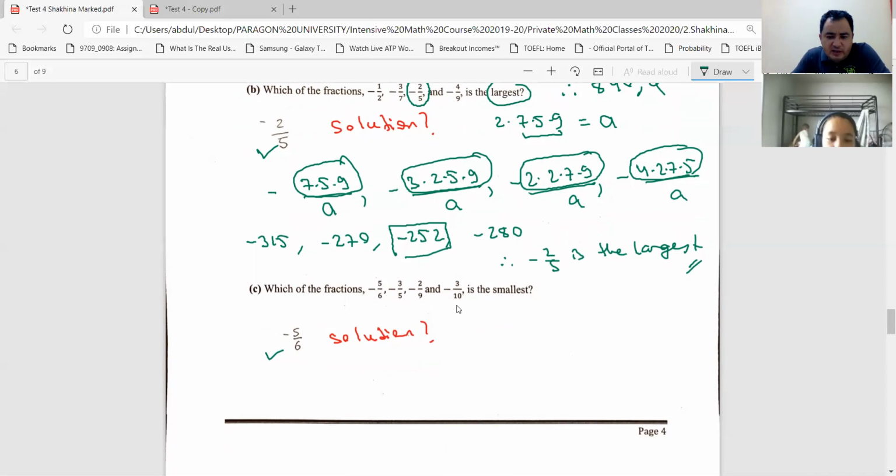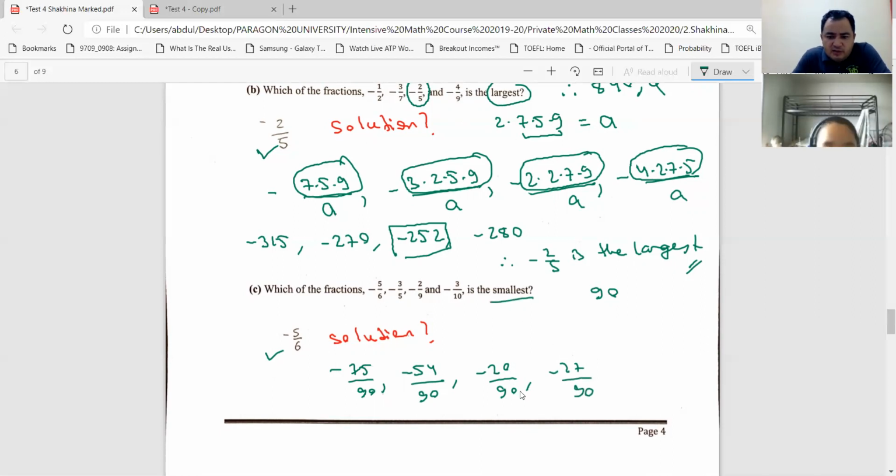6, 5, 9, 10. Common denominator is, what is it? It is 10. Here we have 30, 90. Common denominator is 90, right? Multiply by 15, minus 75 over 90. This one multiplied by 18, minus 54 over 90. This one is multiplied by 10, minus 20 over 90, multiplied by 9, minus 27 over 90.